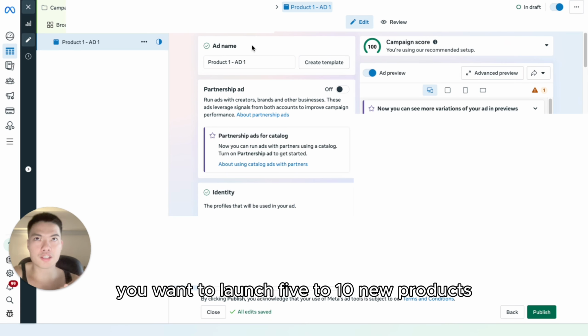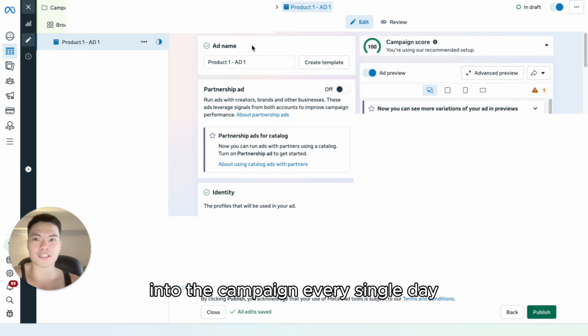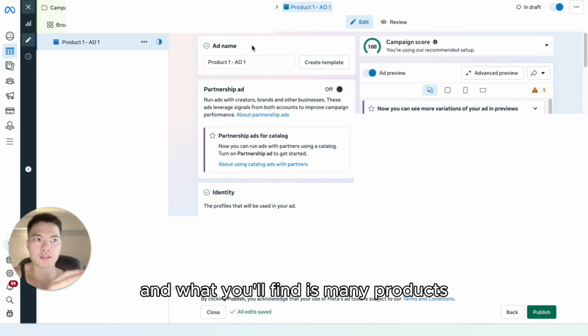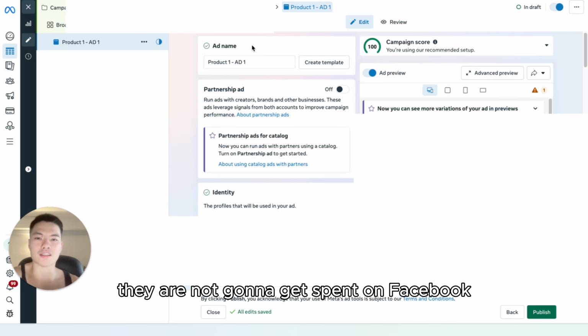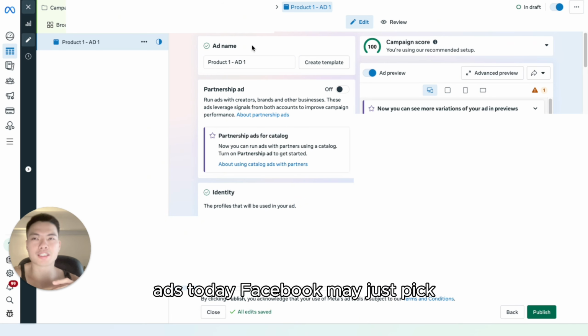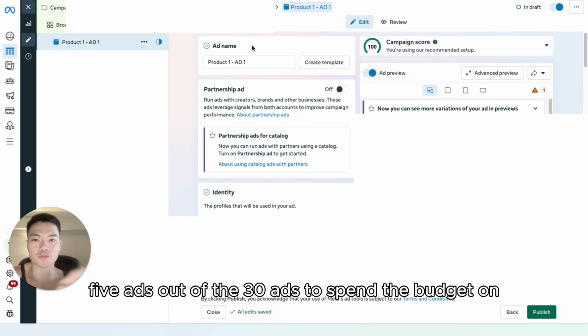And ideally, you want to launch 5 to 10 new products into the campaign every single day, because this strategy is based off mass launching of products into your ad set. And what you'll find is many products, they're not gonna get spent on Facebook. Facebook is just gonna spend on, say for example, you launch 30 ads today. Facebook may just pick 5 ads out of the 30 ads to spend a budget on.